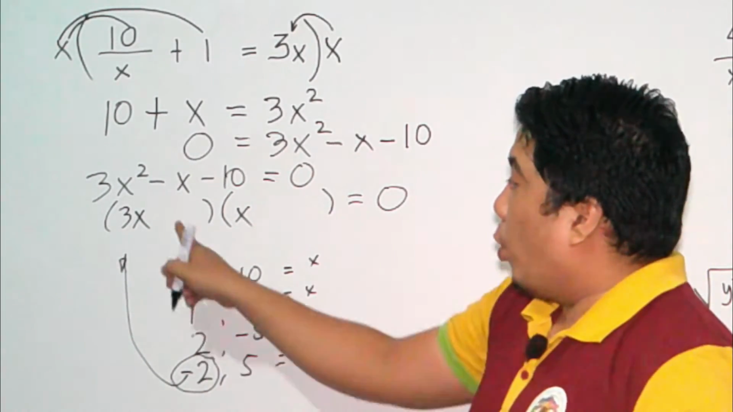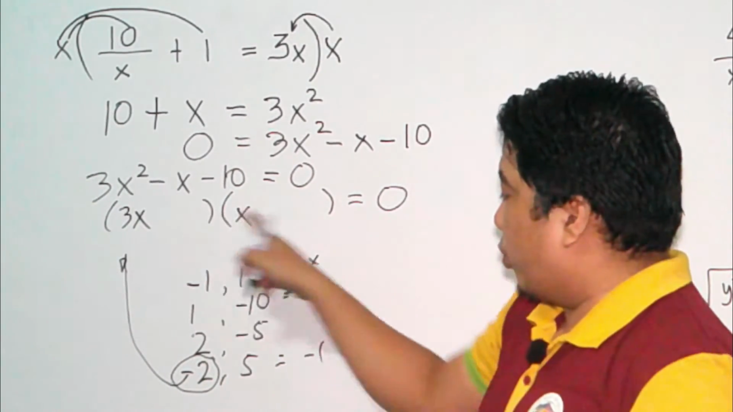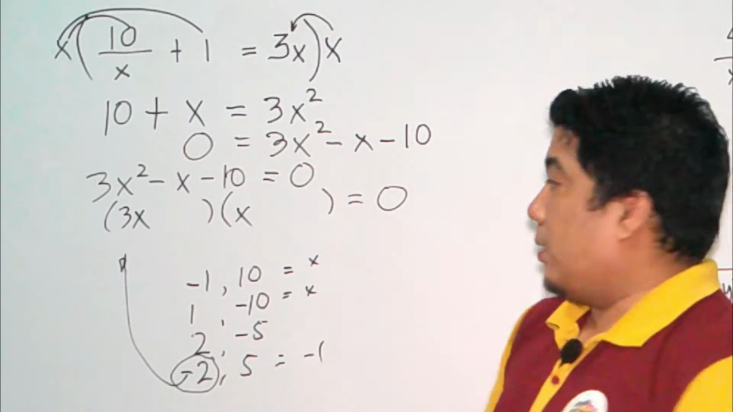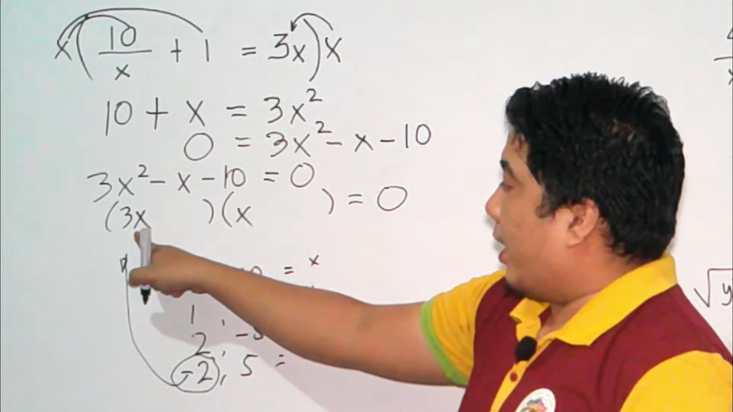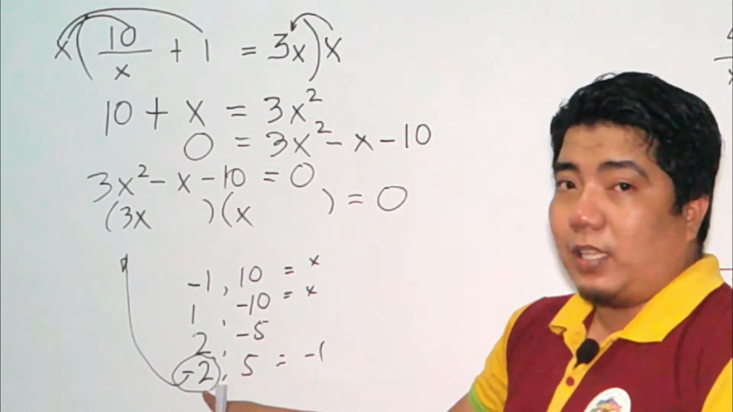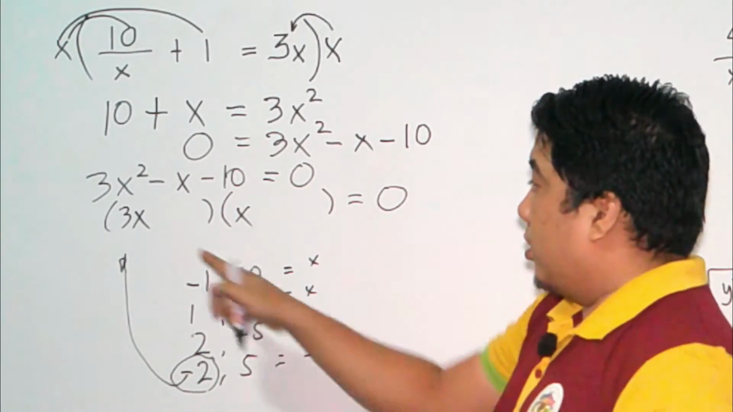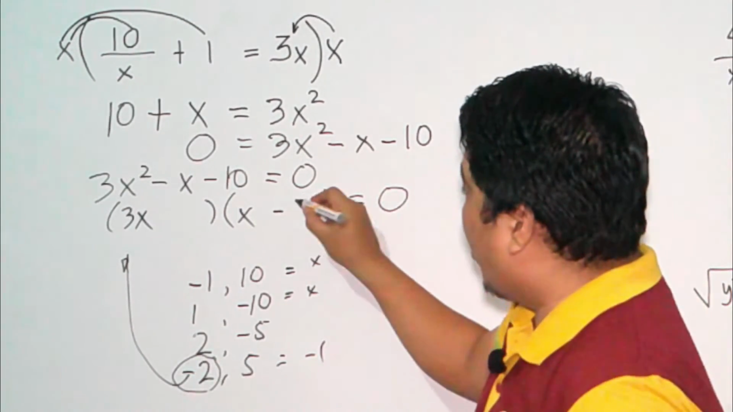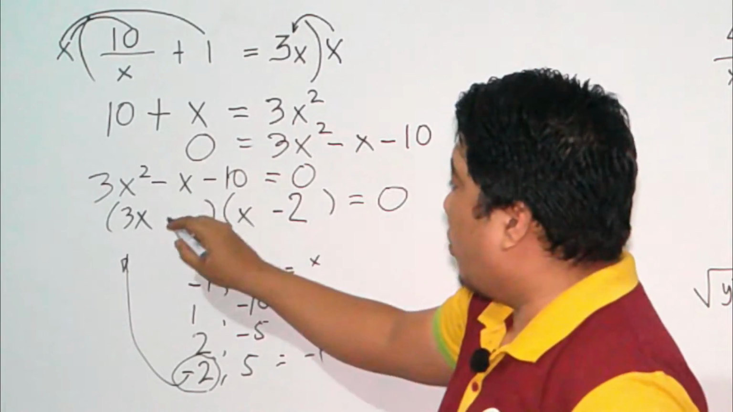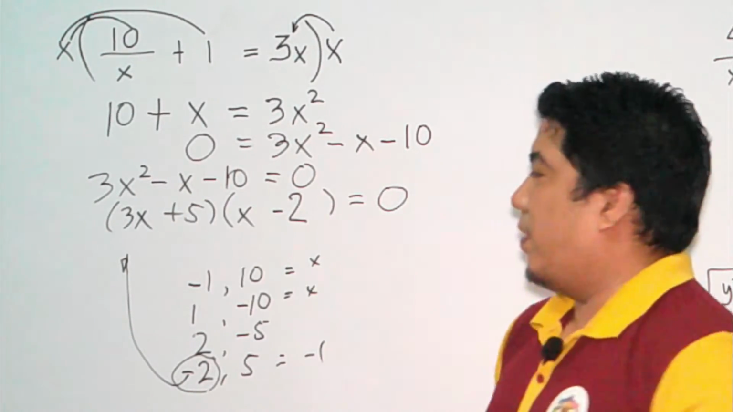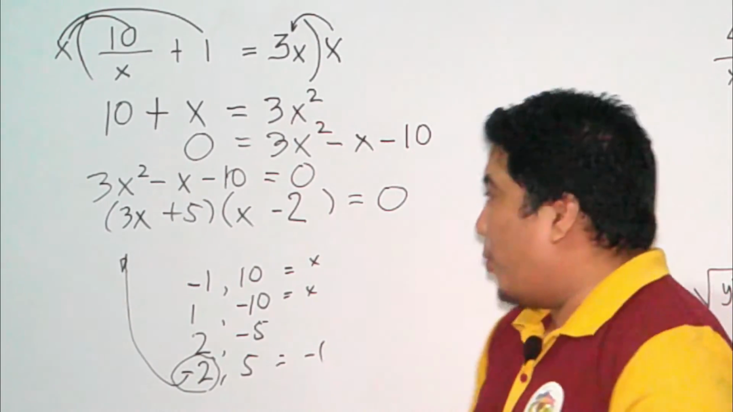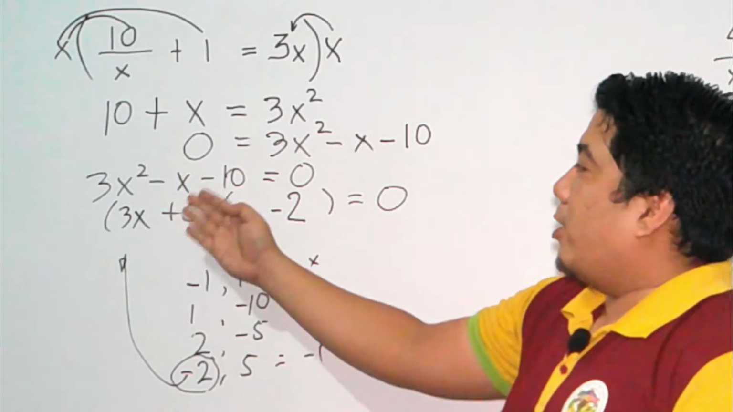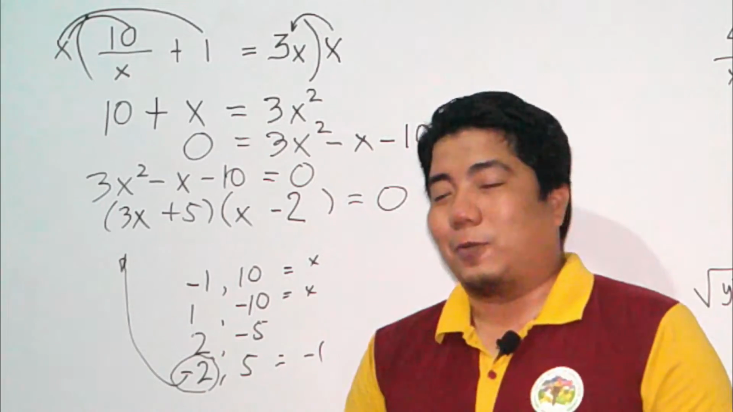The question is, where do we put our negative 2 and positive 5 in this scenario? The technique here is very simple, math learners. Since we are aiming that 3 will be multiplied to negative 2, in the FOIL method, this one must be multiplied here. So, we will put our negative 2 here, and we will put our positive 5 there. So, now, we have the factors for our 3x squared minus x minus 10 is equal to 0.